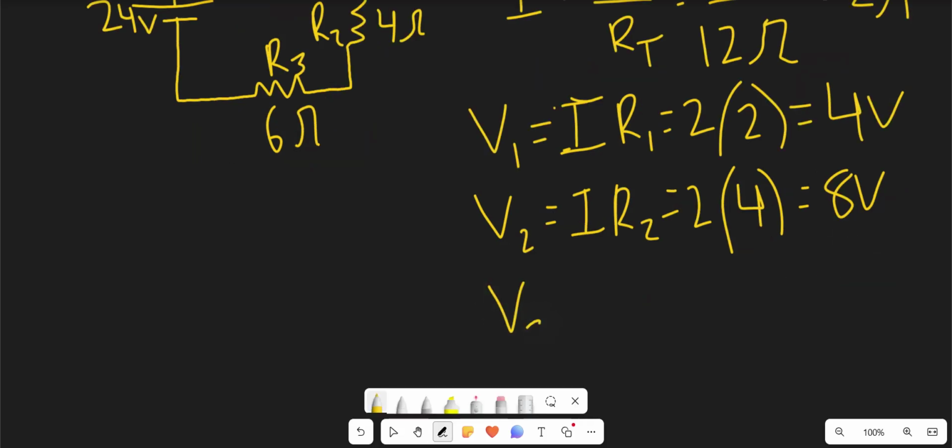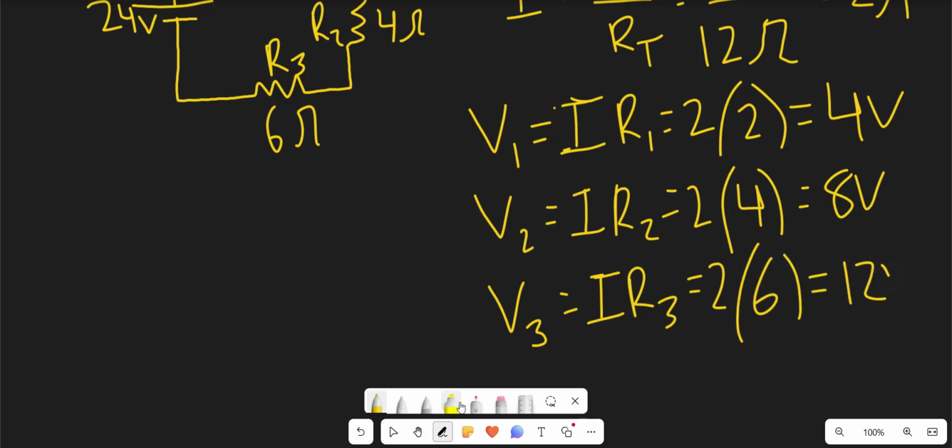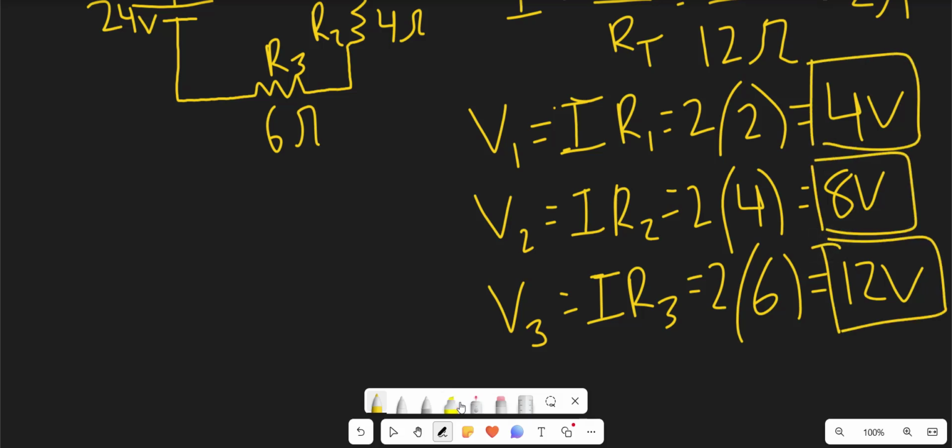And now we have V3, which is I R3, so hopefully you guys are beginning to notice a pattern that current is constant in all of these instances for the resistors, in series circuits, of course. So current once again is 2 amps, R3 is 6 ohms, and when you multiply that you'll get 12 volts. So these are all of our voltage drops. And to verify that we are correct, let's add up all of these just to make sure they equal the source voltage. So 4 plus 8 is 12, 12 plus 12 is 24, so our work is indeed correct. It satisfies the law of conservation of energy. So that's basically it for this example. Let's try out another one.